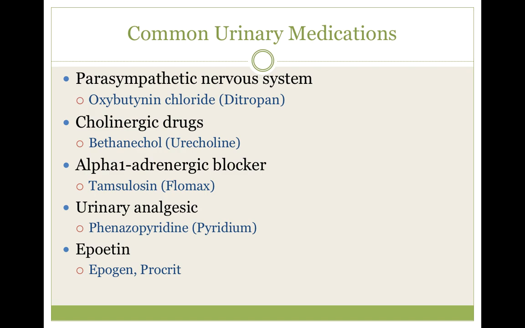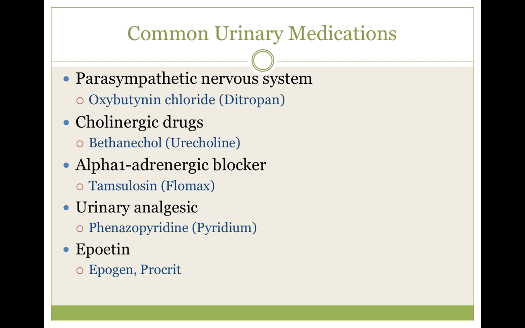Urinary analgesics, such as Pyridium. This is used for pain control, especially with a UTI. It can be described as like Tylenol for the bladder. Urine may be orange using this medicine, so we want to educate our patient, because I know I would be scared if I saw that. So please be kind to your patient and educate them that this could be a side effect.